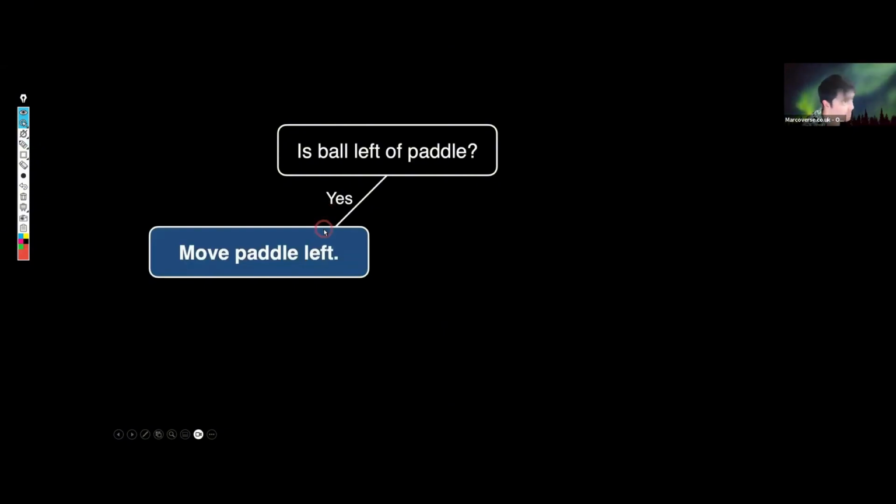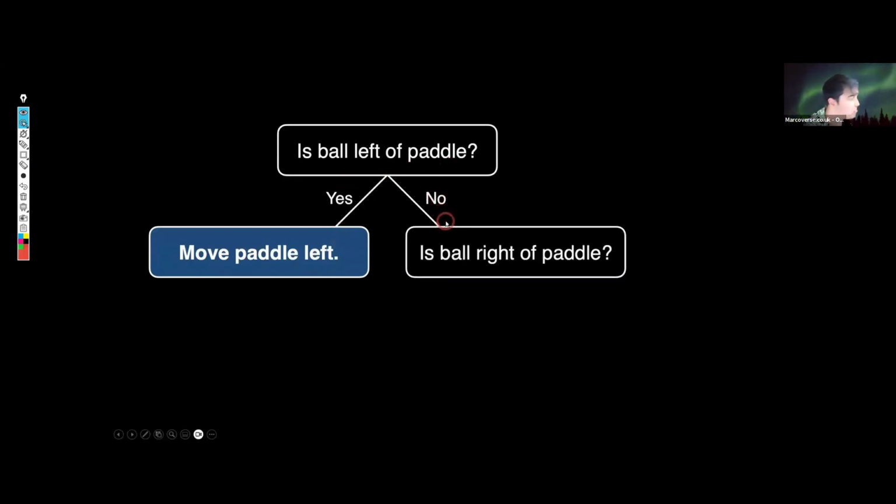So if we think about how we might want to represent something as simplistic as we just saw with Breakout, if I ask you the question, if the ball is to the left of the paddle, this is a question or a Boolean expression I might ask myself in code, whereby if I say yes, then I should move my paddle to the left, as most everyone just said. Else, if the ball is not left of the paddle, what do I do? Well, I actually want to ask a question there too. I don't just want to instinctively go right. First of all, I want to check, is the ball to the right of the paddle?